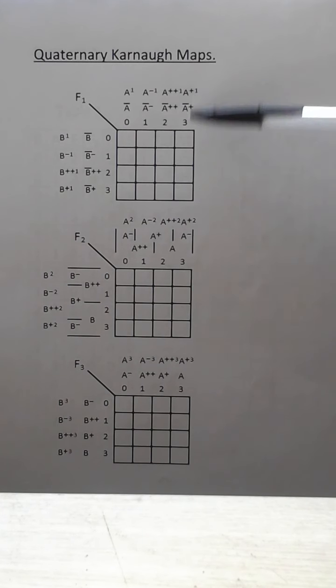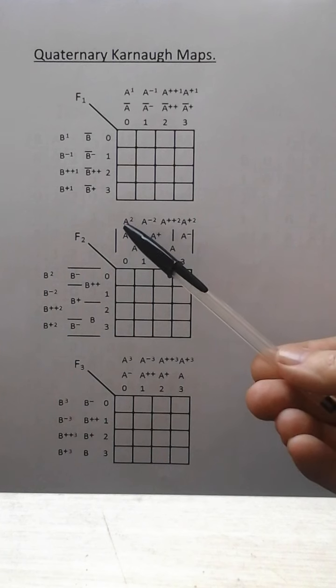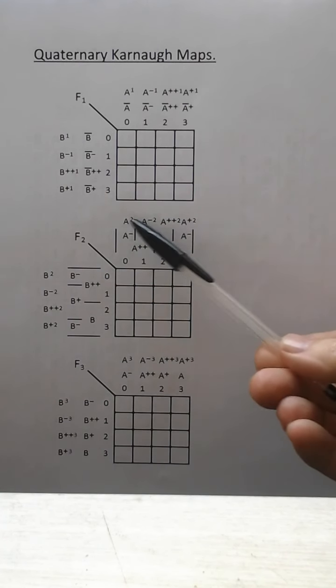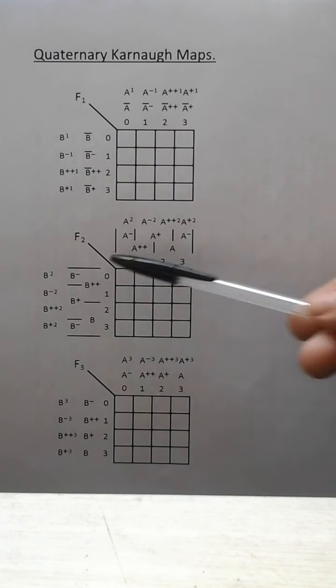In this case, F1 only deals with the zeros and ones, so n equals 1 in this case with the two-valued unary operators. Karnaugh Map F2 has the same two-valued unary operators except A equals 2. Same for B, n equals 2. And A minus covers 0 and 3. Sorry, A plus covers 1 and 2. A plus plus covers 0 and 1. And A covers 2 and 3. Same for B.